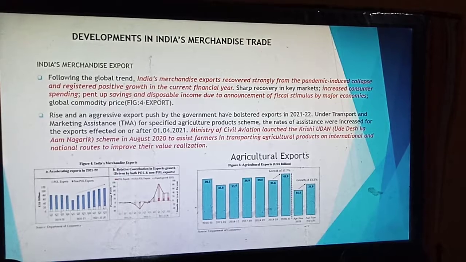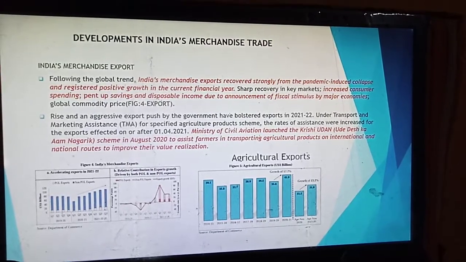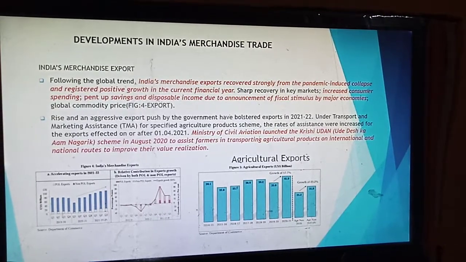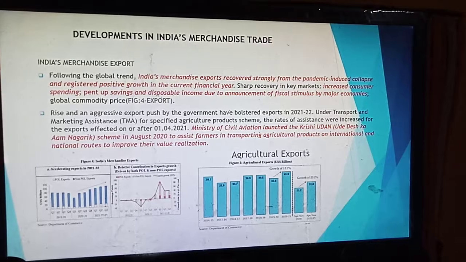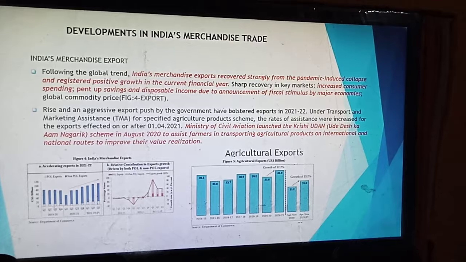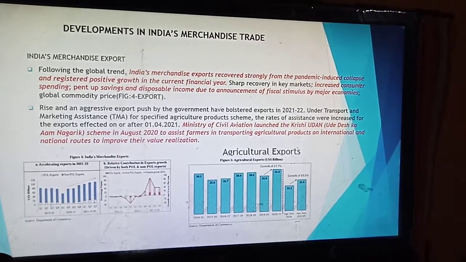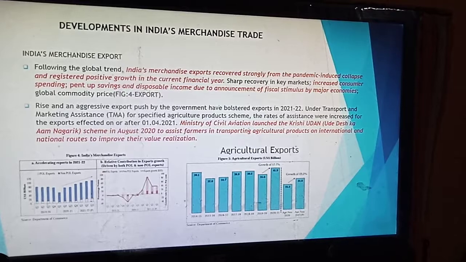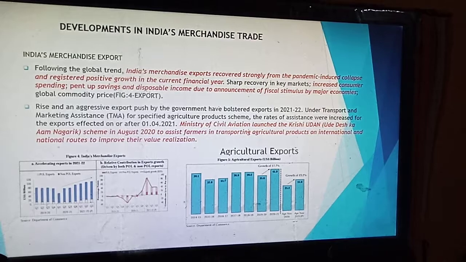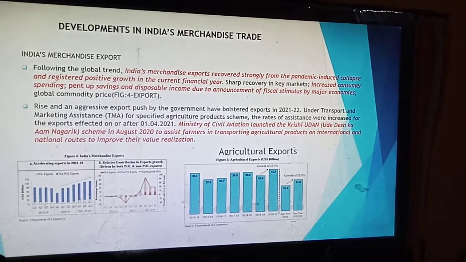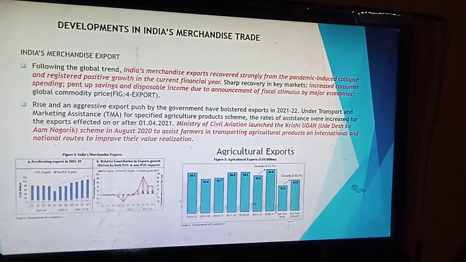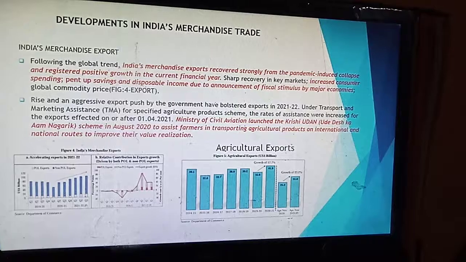This slide now considers developments in India's merchandise trade. Following the global trade, India's merchandise exports recovered strongly from the pandemic-induced collapse and registered positive growth in the current financial year. Increased consumer spending, pent-up demand and disposable income due to announcement of fiscal stimulus by major economies, global commodity price rise, and the aggressive export push by governments have boosted exports.